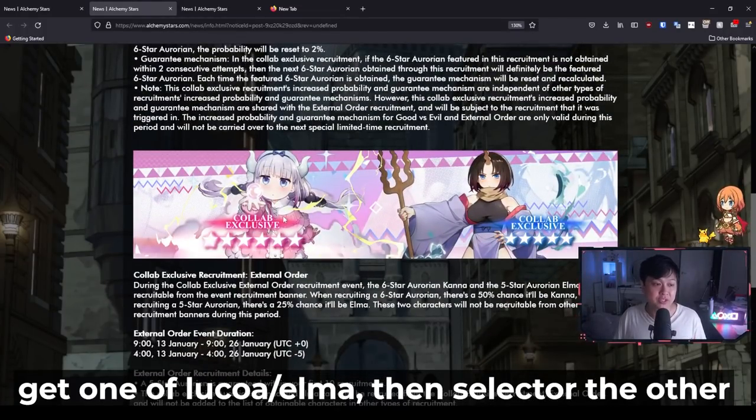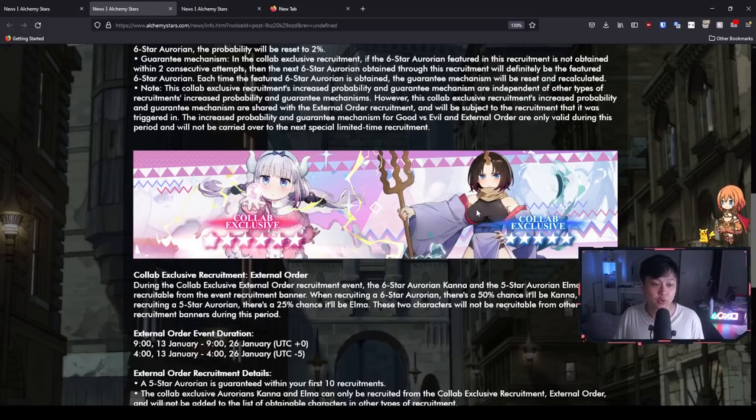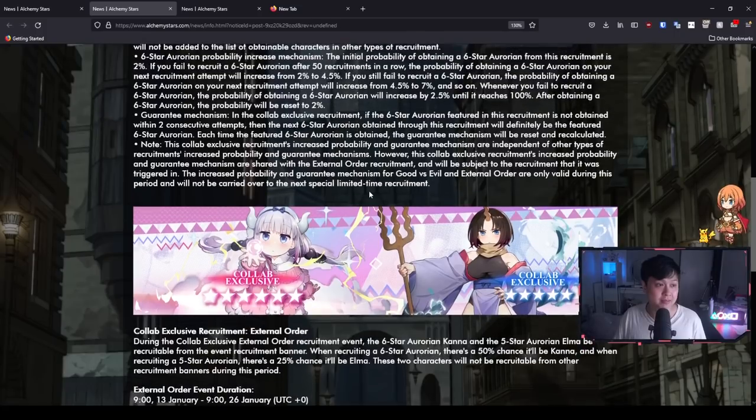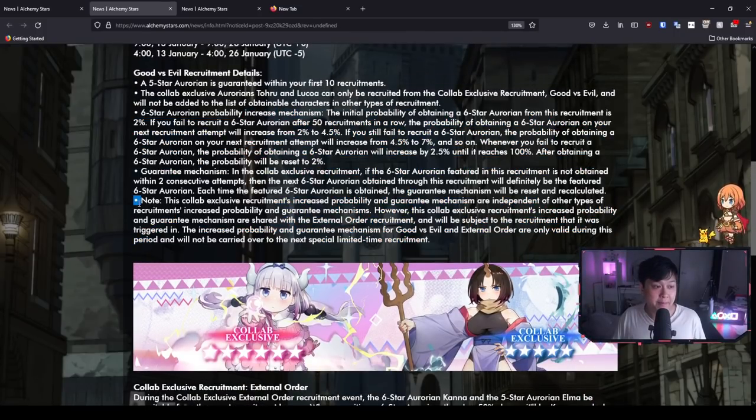Just keep in mind that whilst you can't get Toru on this banner or Lukoa on this banner and vice versa, we do have the pity and guarantee sharing mechanism, as you can see over here. That is described by this note over here.